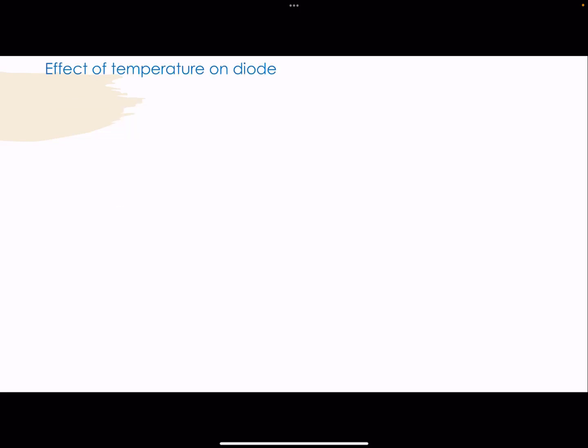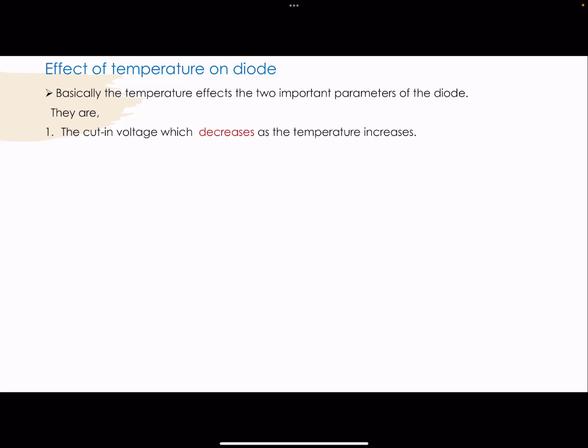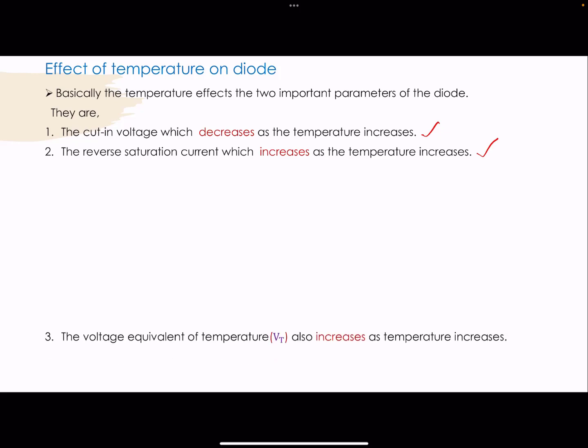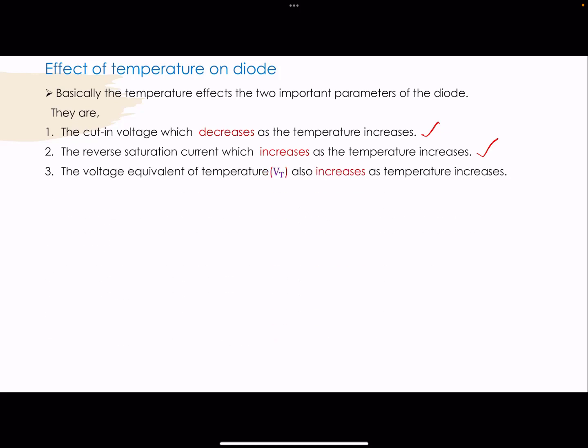Now let us see the effect of temperature on diode. Basically, the temperature affects the two important parameters of the diode. They are the cut-in voltage, which decreases as the temperature increases, and the reverse saturation current, which increases as the temperature increases. In addition to this, there are two more important parameters, which are the voltage equivalent of temperature Vt, which also increases as the temperature increases, and the reverse breakdown voltage, which increases as the temperature increases.